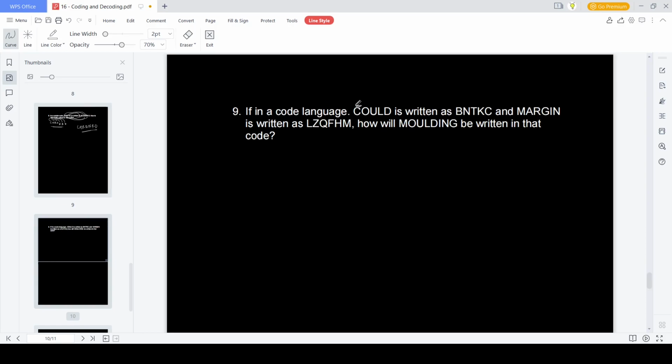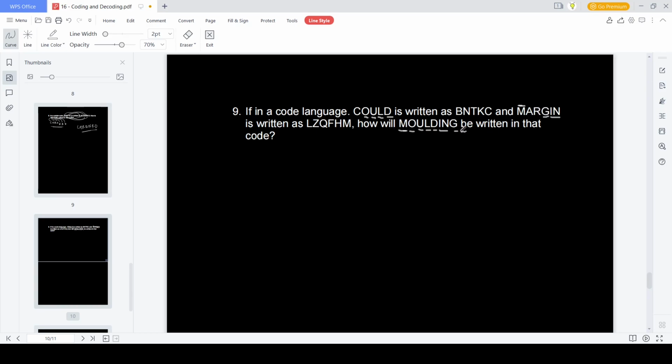Next question. In a code language, could is written as BNTKC. Margin is written as LZQFHM. What is molding? First of all, let's see if we can find all the letters of molding in these two words only. M can we find? Yes. O can we find? Yes, OULD we can find. IN we can find here in margin. And G we can find here.